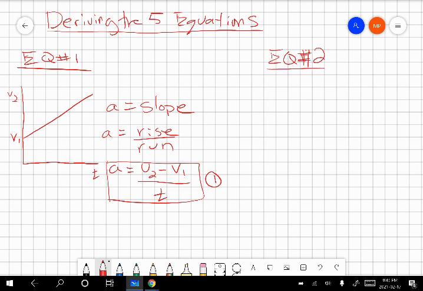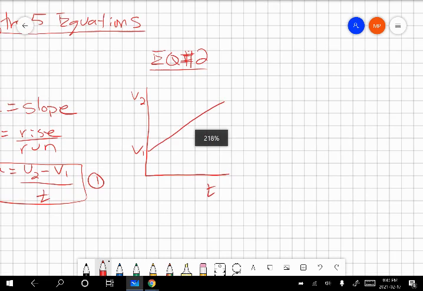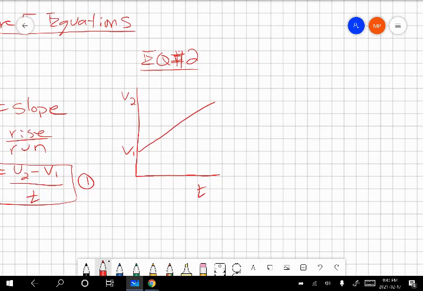Equation number 2 comes from the area of our same velocity time graph. It starts at some v1, ends at some v2 in some time t. Let's just move over here a little bit. And the displacement is equal to the area. As you can see, this will make a triangle and a rectangular area. So I'm going to remind us of that. So it's a rectangle plus a triangle.